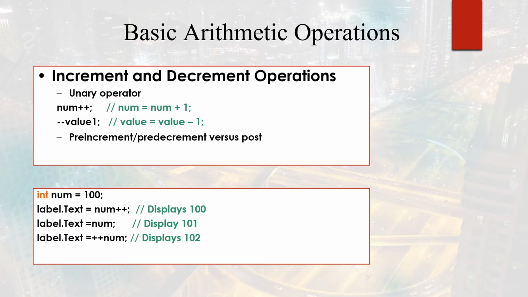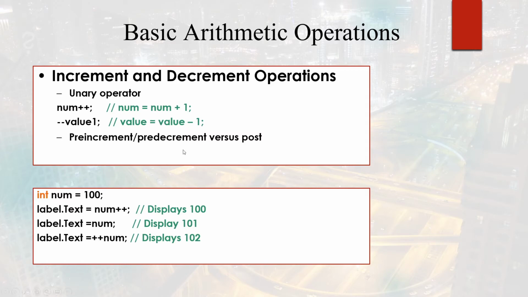Now, if you put the plus plus at the beginning, it happens before whatever the operation is. So if that was to print to a text label and the plus plus was in front of it, it would add that 1 to the number before it was printed to the label.